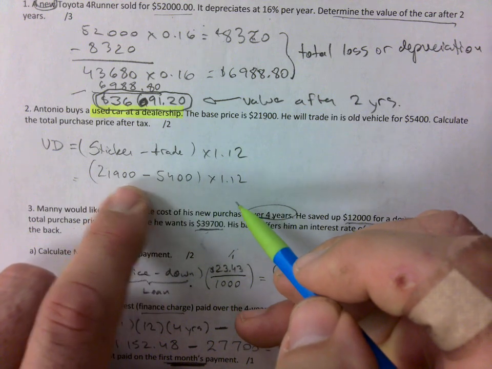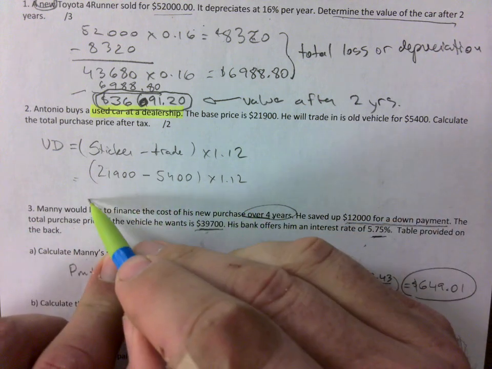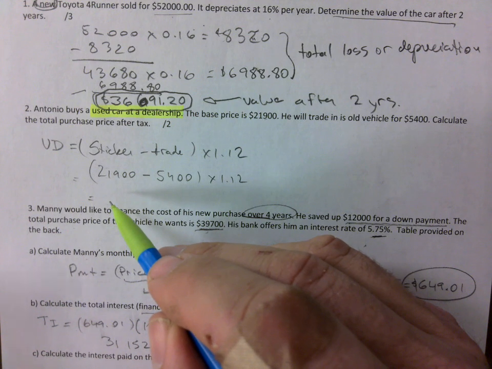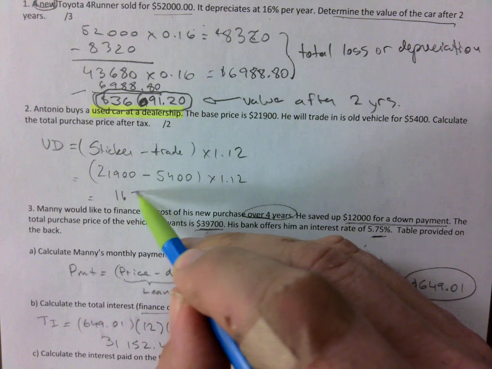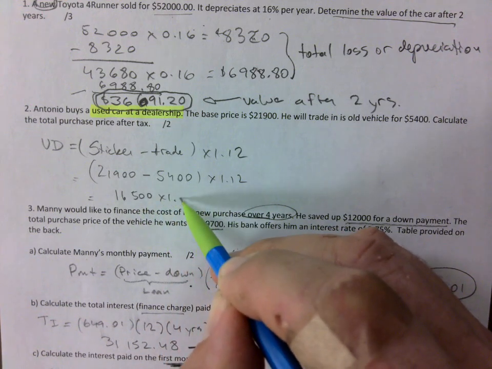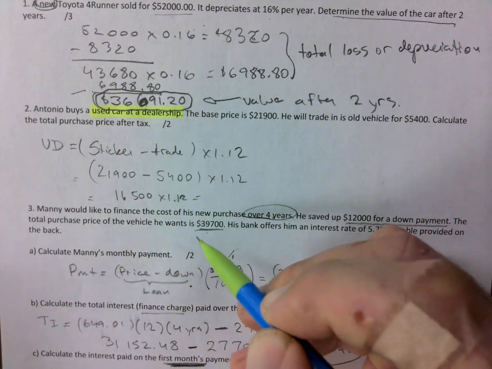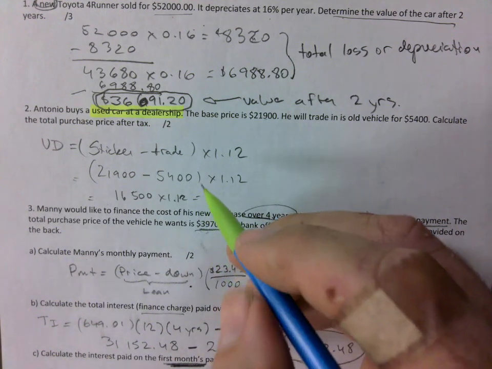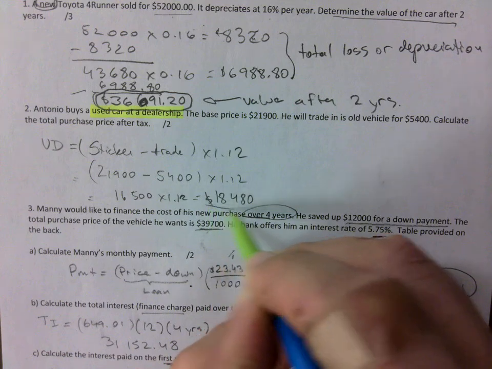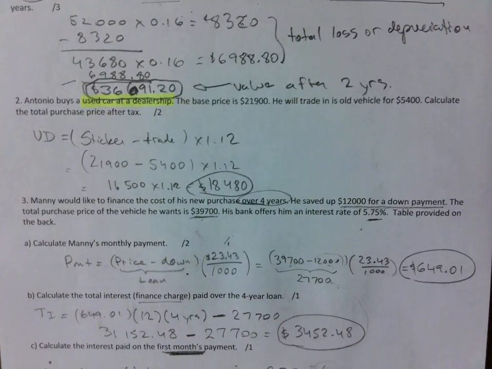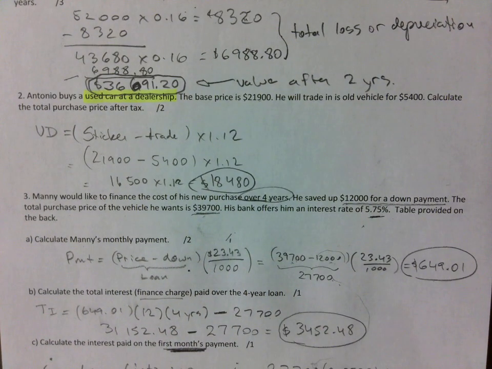Extremely important to do it in this order. Okay, so 21,900 minus 5,400. That's 16,500. Add taxes to it. That is 18,480 exactly. Okay, so that's what we would be after there.